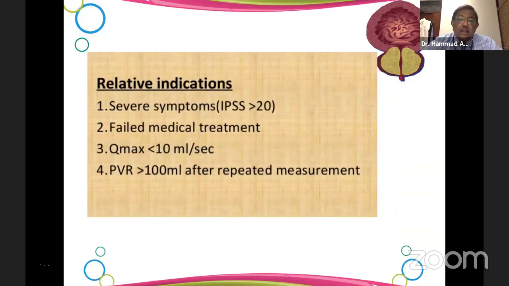What are the relative indications for surgery? I would say patients who've got high scores, like greater than 20 IPSS, who failed medical treatment, whose Qmax is under 10, or whose post-void residual volume is under 100. So these are the things that, as general physicians, you have to remember, this is the point where you would start thinking of referring these patients to a hospital and urology care rather than continue treating them with medical treatment.